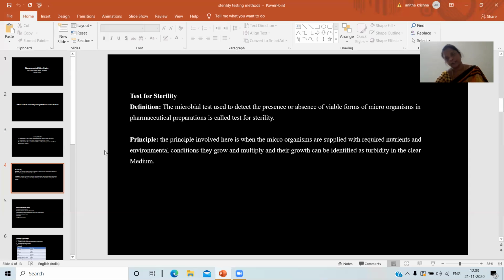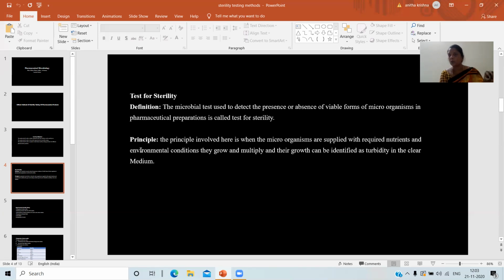Now, talking about the principle involved in the test for sterility. Generally we know that when microorganisms are supplied with required nutrients, when the required environmental conditions are maintained, and when you incubate them at suitable temperature conditions, they grow and multiply.